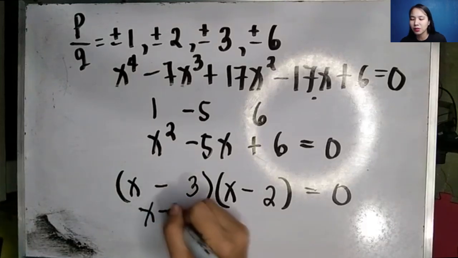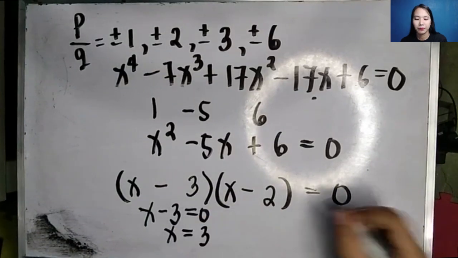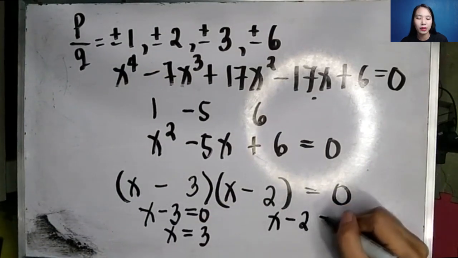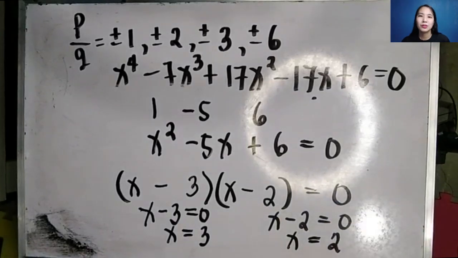So x minus 3 equals 0, that is x equals 3. And our x minus 2 equals 0, that would be x equals 2. So the other two roots of the given quadratic equation are positive 3 and positive 2. Therefore, the roots of the given equation are positive 1 multiplicity 2, positive 3, and positive 2.